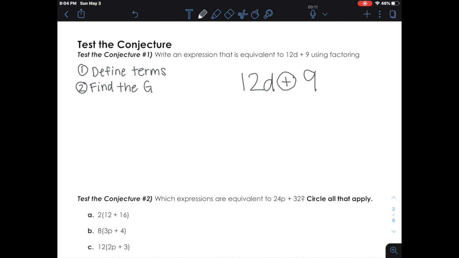So find the GCF. And so in this case, our terms are 12D and 9, so we need to find the greatest common factor of 12 and 9. Guys, remember T-charts? Okay, let's go ahead and do that. Let's build a T-chart for 12 and a T-chart for 9. Okay, for 12 we have 1 times 12, 2 times 6, and 3 times 4. For 9 we have 1 times 9 and 3 times 3. The greatest common factor on both lists is 3.